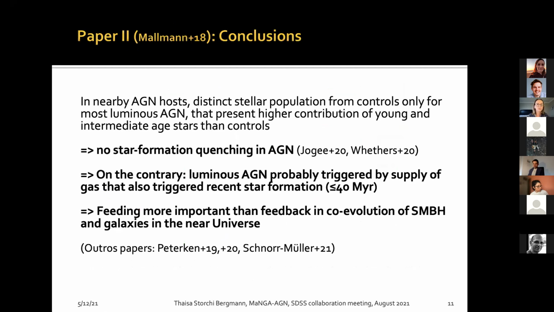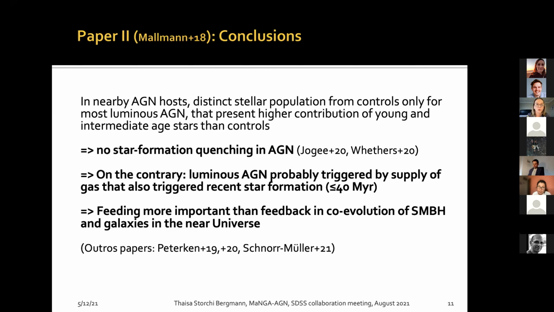So what we could conclude in nearby AGN hosts, we found distinct stellar population from controls only for the most luminous AGN. For the lower luminosity AGN, we didn't find any difference. And the most luminous AGN present higher contribution of young and intermediate age stars than controls.